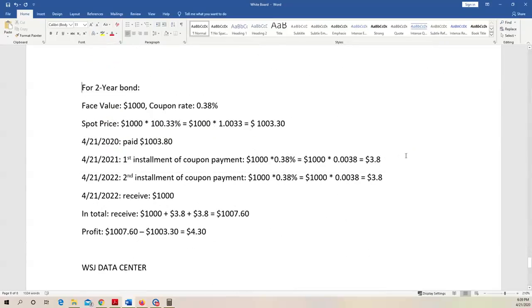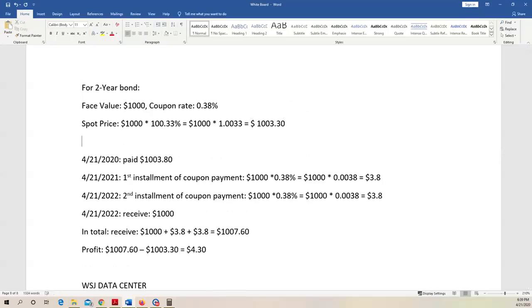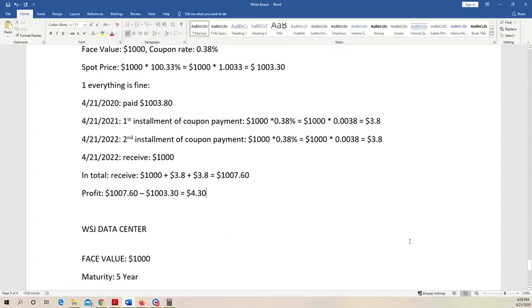So here, right, we have all those information. And suppose at the very beginning, right, you paid $1,030, right? So we have the first scenario. Everything is fine. If the government fulfills all those promises, right? So at the end of first year, you receive $4. At the end of second year, you receive about $4, right? And at the end of second year, you receive a coupon payment. And overall, you're going to receive this amount of money, and you have made $4.30 by holding this bond for 2 years, right? This is only one scenario.